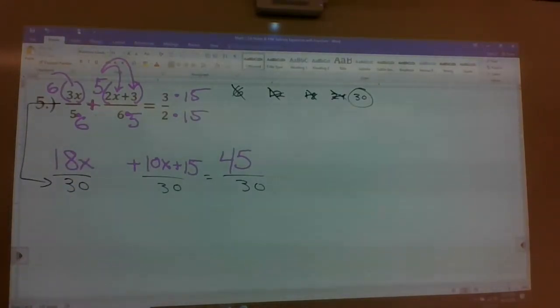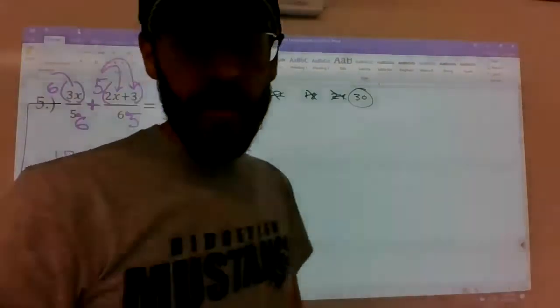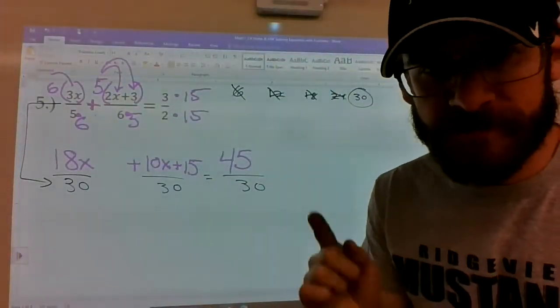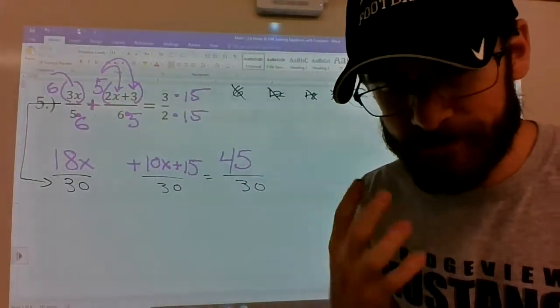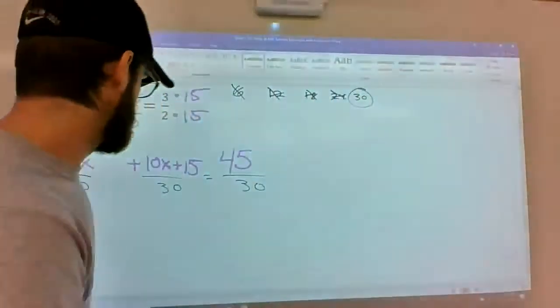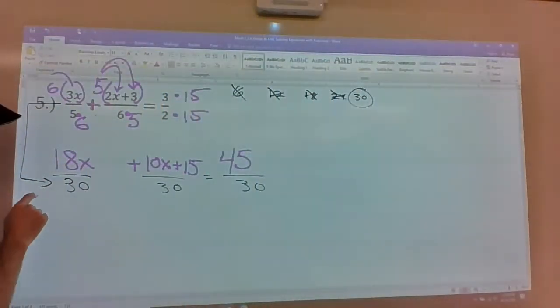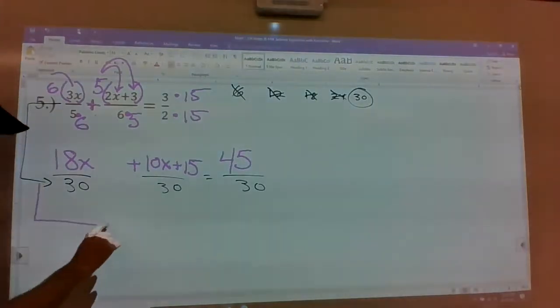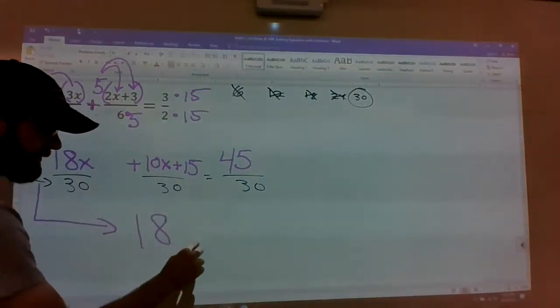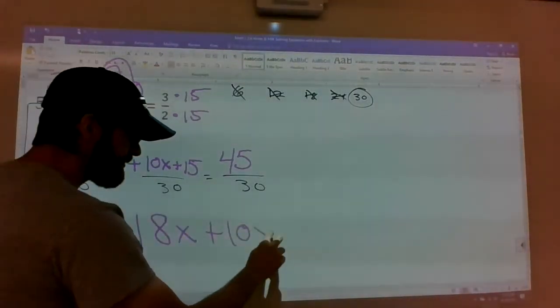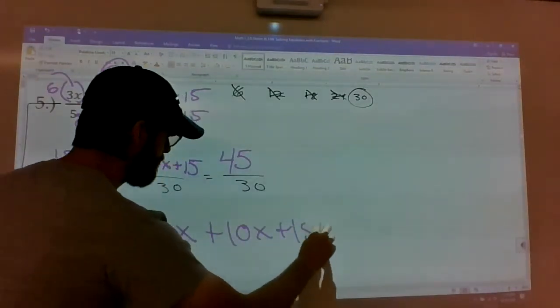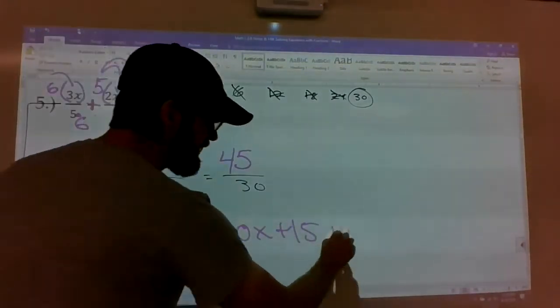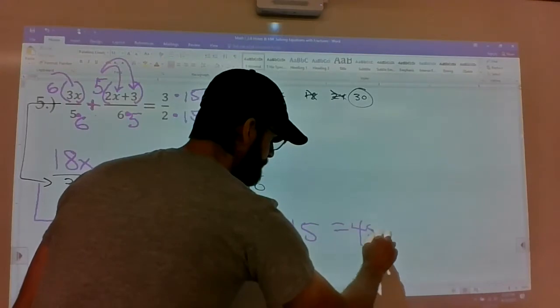Okay. Now all we've got to do is solve everything in magenta. Sorry, if you can't see it on YouTube, it's magenta. So I can kind of say, ditch the denominator and solve 18x plus 10x plus 15. All right, that's everything on the left-hand side, equals 45.